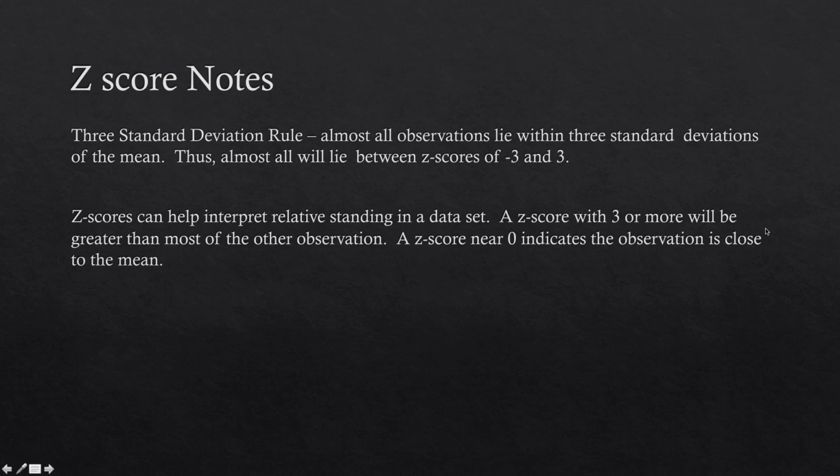All right, so some z-score notes. The 3 standard deviations rule, and we've talked about this earlier: almost all observations lie within 3 standard deviations of the mean. So what's that mean in terms of z-scores? It means that almost all z-scores will be between -3 and 3. That's 3 standard deviations from the mean. Z-scores can help interpret relative standing in a data set. A z-score of 3 or more will be greater than most of the other observations. A z-score near 0 means that observation is very close to the mean.